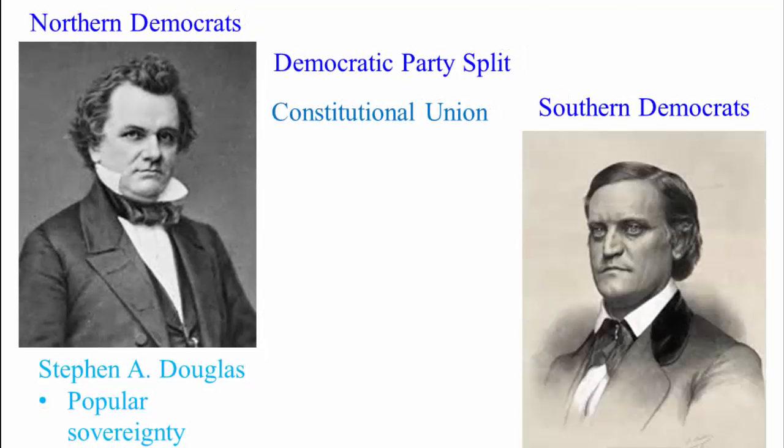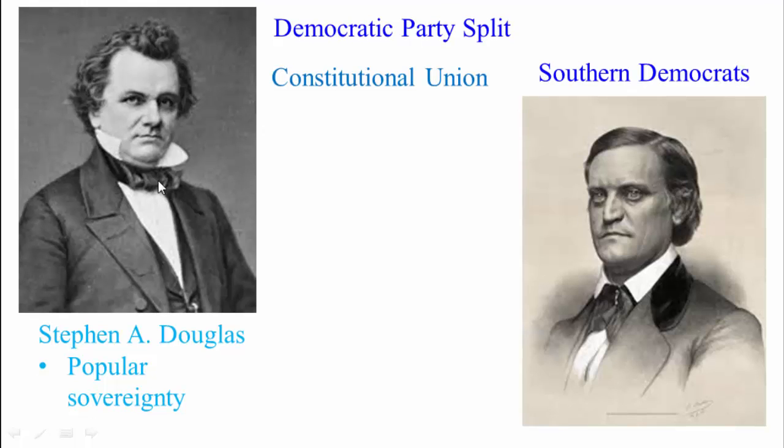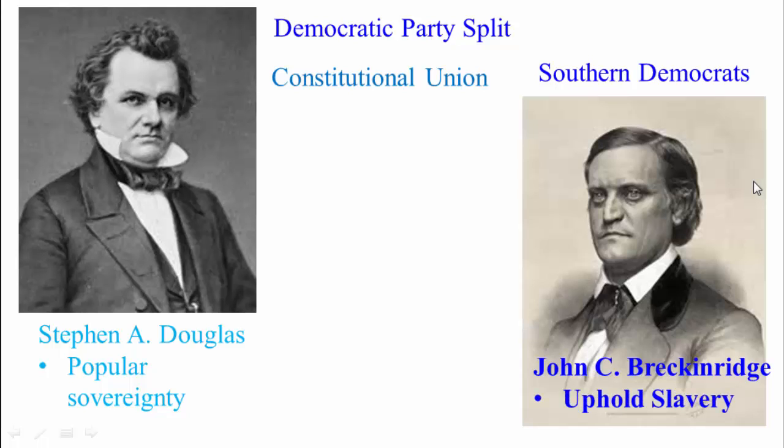Even though the Democratic Party was a Southern party, everyone in the South hated Stephen A. Douglas. He was a Northern Democrat, and he was really against slavery. So they went and got their own candidate, which was John C. Breckinridge, and his stand on slavery was to keep it or uphold it.